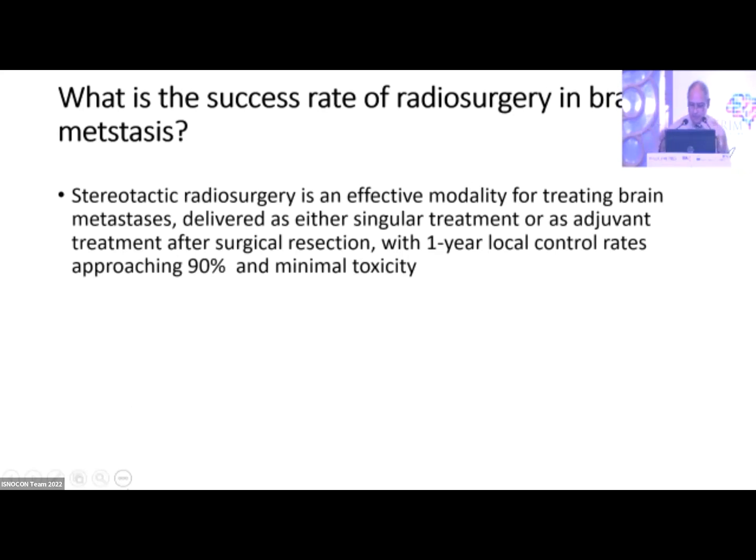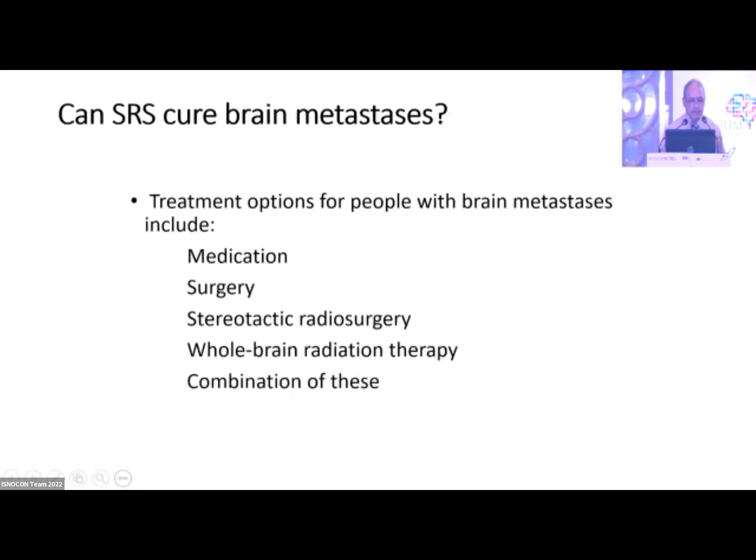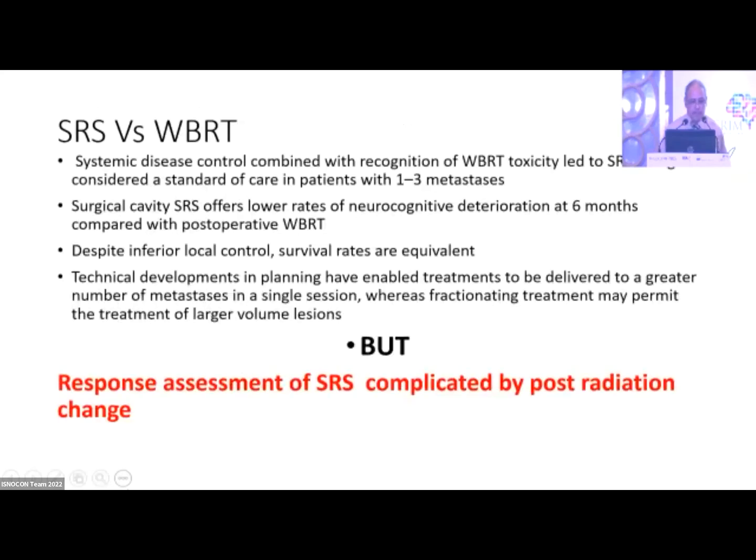And the local control sometimes is claimed to be about 90% for 1 year. We know there are treatments for brain metastasis, which can be chemotherapy, surgery, stereotactic radiosurgery, whole brain radiation therapy. Combining all these also can be a possibility. Now, I put whole brain radiotherapy below stereotactic radiosurgery because this has become talk of the day.